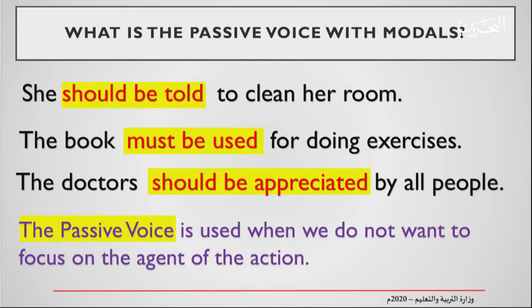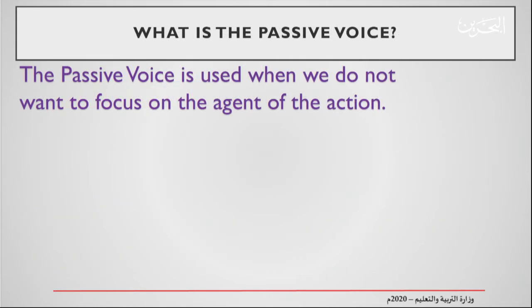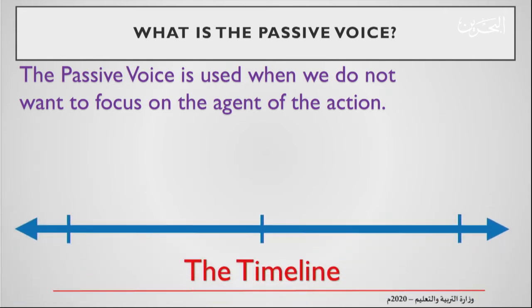All right. So, the passive voice, like should be told, must be used, should be appreciated, is used when we do not want to focus on the agent. The agent, for example, all people, of the action. And these are the actions. Being told, or being used, or being appreciated, okay? All right, so what is the passive voice? I'm going to explain it a bit more. The passive voice is used when we do not want to focus on the agent of the action.